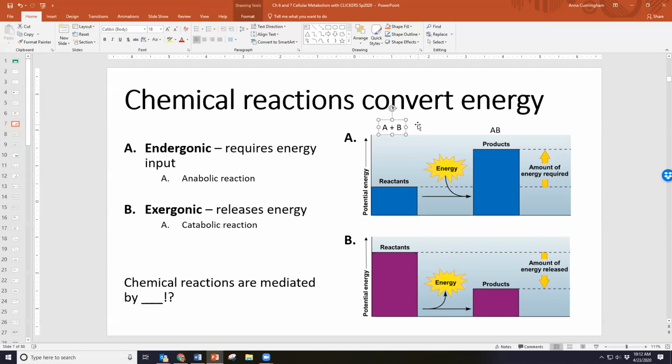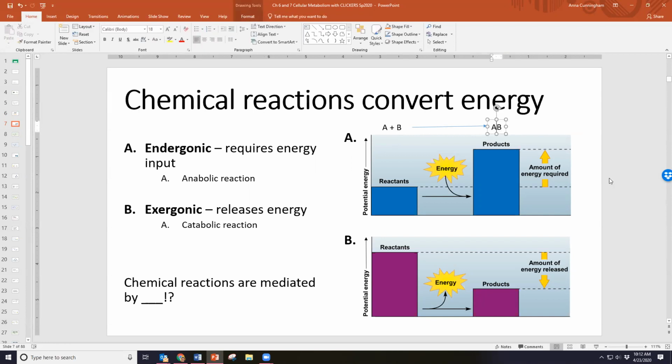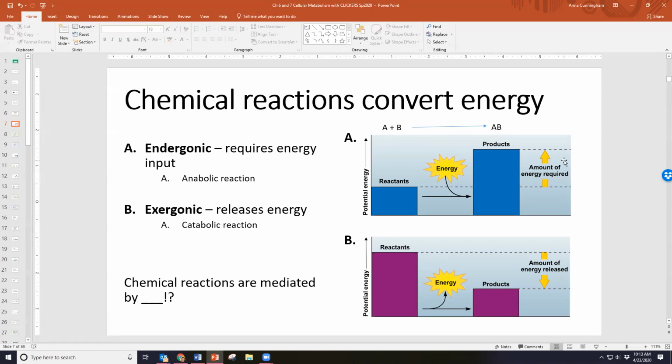We can write that. You write your reactants and then you write your products. So I would say A plus B. Those are my two reactants. I want to put them through a chemical reaction, which is shown as an arrow, and then you show your product, what the product of that reaction is. And if you shove them together like this, that means a bond was created between them.